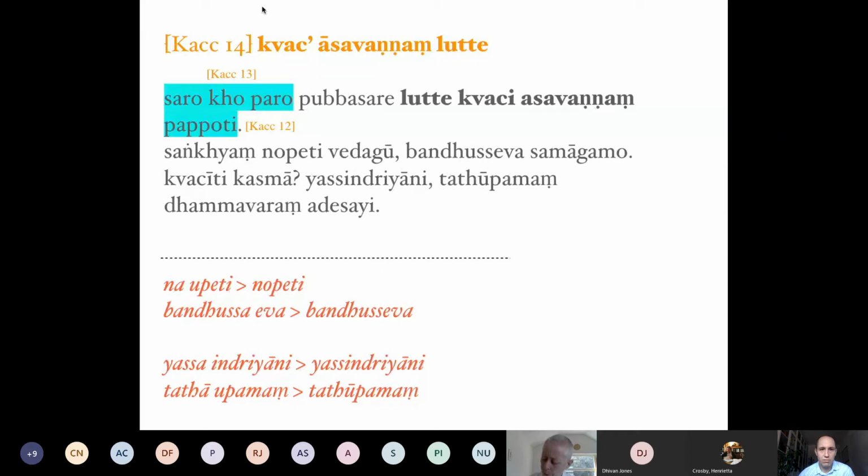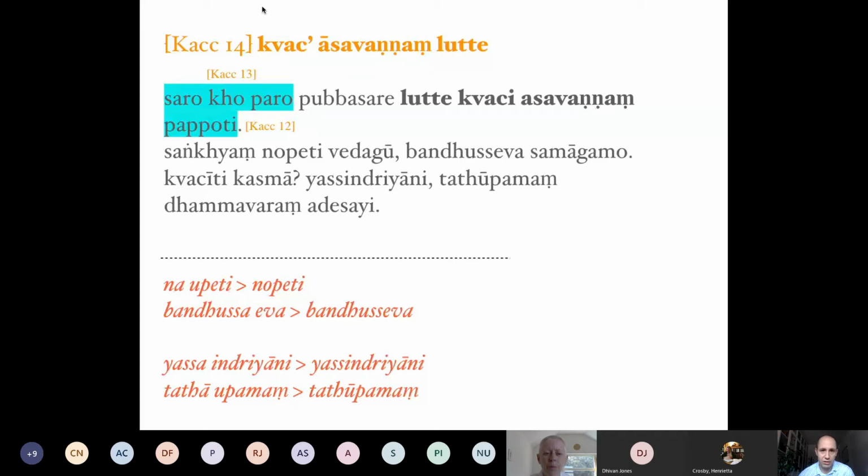Now in Kaccāyana 14, again we see a rule beginning with an option marker. That is kochi. Kochi asavannam lutte. That means sometimes asavarna, that means dissimilar, lutte. So that in itself is difficult to understand. If we read the sutta, you can see that there are already bits that are coming by Anuvutti from the previous rules. So what we have to understand is saro paro from rule 13, the preceding one. The following vowel, pubbasare lutte. So lutte means pubbasare lutte. That is the result of Kaccāyana 12. In Kaccāyana 12, the preceding vowel has been elided.